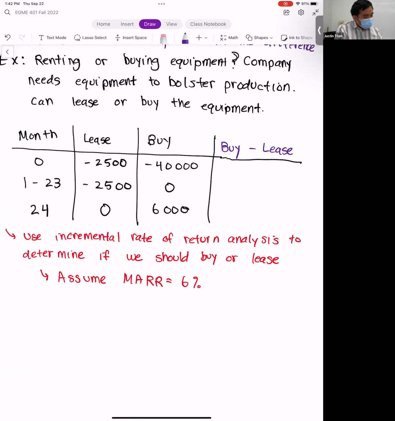All right, so let's go ahead and perform that difference. We take minus 40,000 minus a negative 2,500. So that's basically minus 40,000 plus 2,500, and we get minus 37,500. Now we have the difference in months 1 through 23, and so we have a 0 for buy, and we minus a negative 2,500, and so that gives us a positive 2,500.